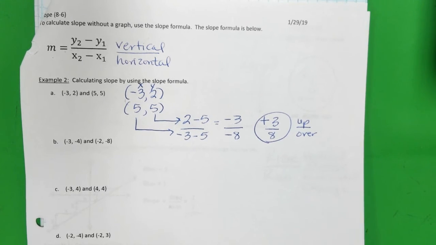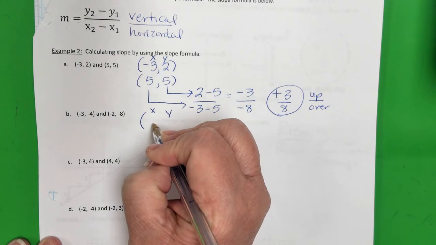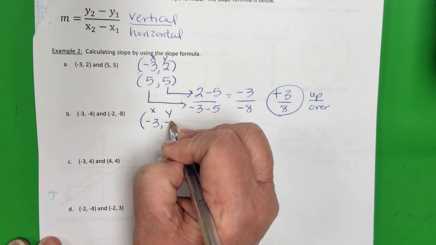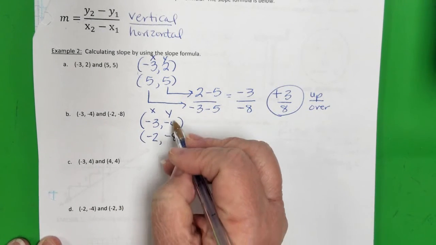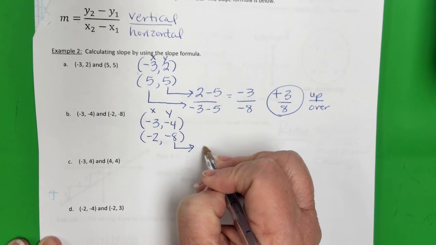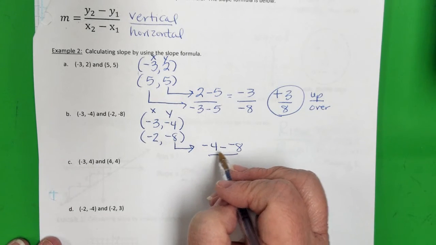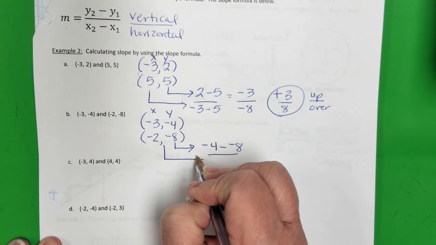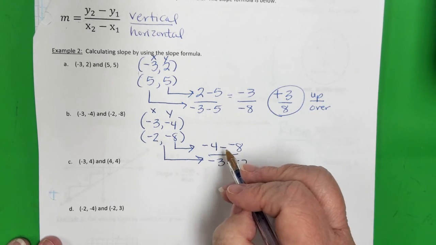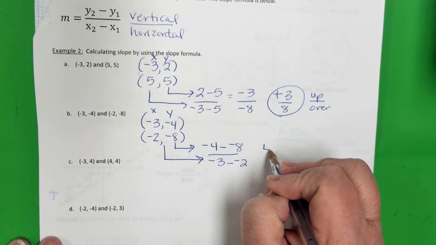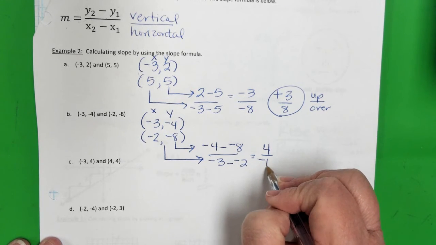All right. Next, let's try the next one. So, remember, x is first, y is second. That's -3, -4, -2, -8. We're going to subtract the y's first. -4 minus -8. This is where people sometimes lose a negative because they think of the subtraction sign. So, -3 minus -2. -4 minus -8 is +4. -3 minus -2 is -1.